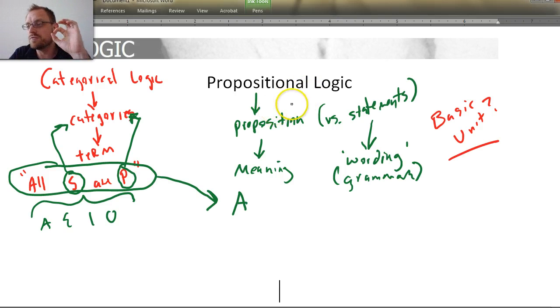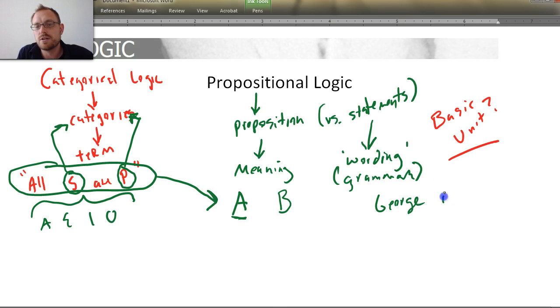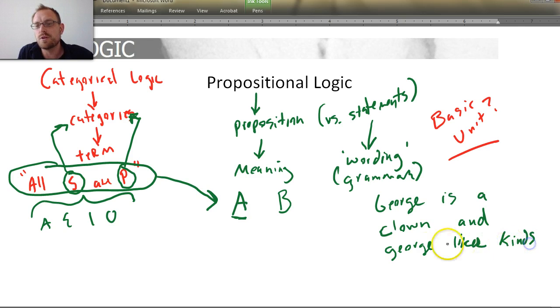So that's a sort of basic overview of what propositional logic is. Each proposition gets put into a capital letter, and if you have multiple propositions in an argument, they have to connect in some way, right? So let's give an example. What if I said, George is a clown, and George likes kids, right?